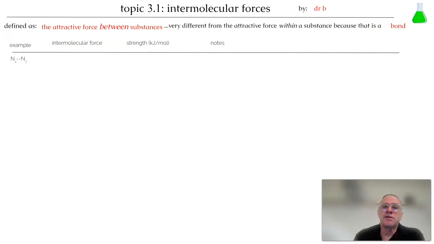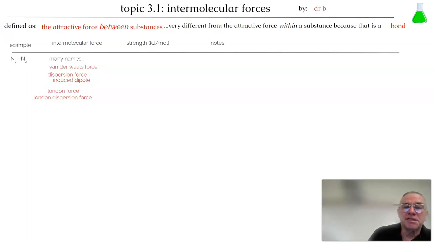The weakest sort of intermolecular force goes by many names. Perhaps the simplest name is a dispersion force, but they might also appear as London forces, van der Waals forces, induced dipoles, things like that. In terms of strength, they can be from just about nothing up to about 40 kilojoules per mole. And these are present for any substance. You will always have intermolecular forces, even if it's a noble gas.